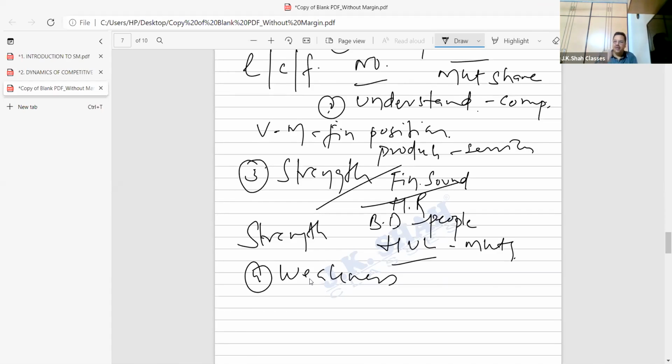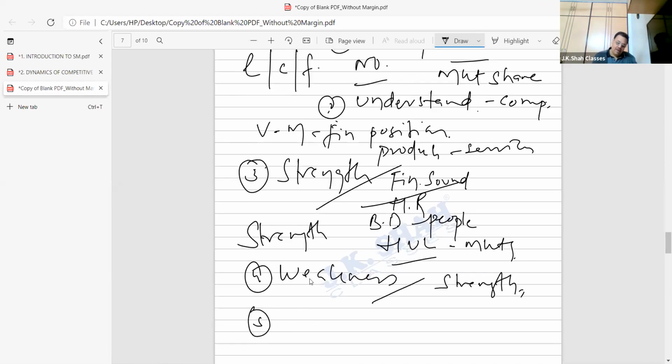Like what weaknesses? Quality. After-sales service. Product life is not that good. Once you know their weaknesses, you should see to it that the weakness of the competitor becomes your strength. And if his weakness becomes your strength, then jump in.